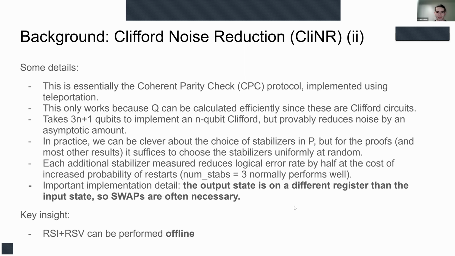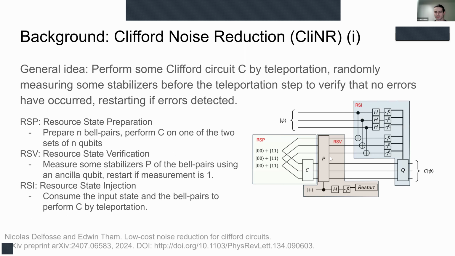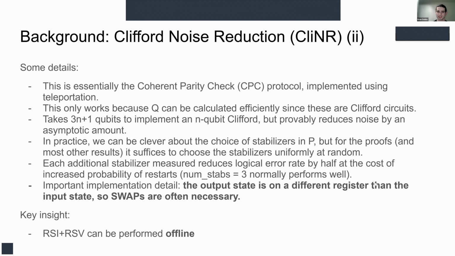Then the final minor detail, which you might have noticed if you're looking carefully at the circuit: our final state is not going to be on the same registers that it started on. It's going to end up on these final n registers, which does matter later because it means we might have to care about swaps. If this is a single device, obviously we don't care because we have all-to-all connectivity. But if maybe those 2 registers are on different devices, now this matters a lot.